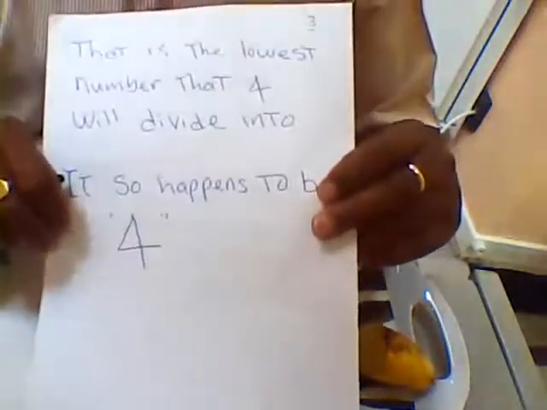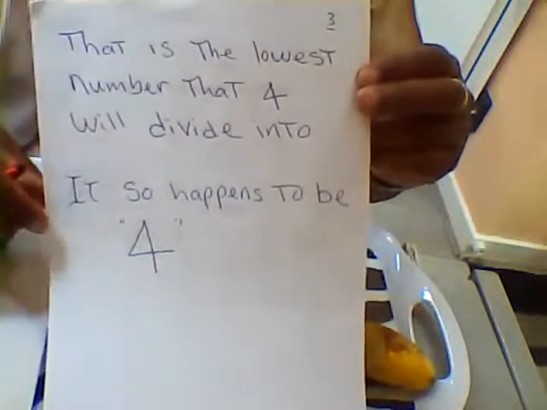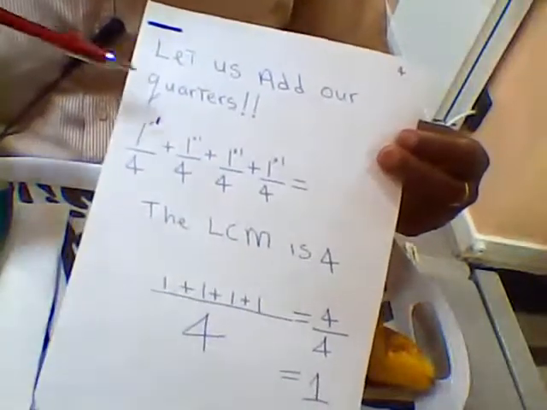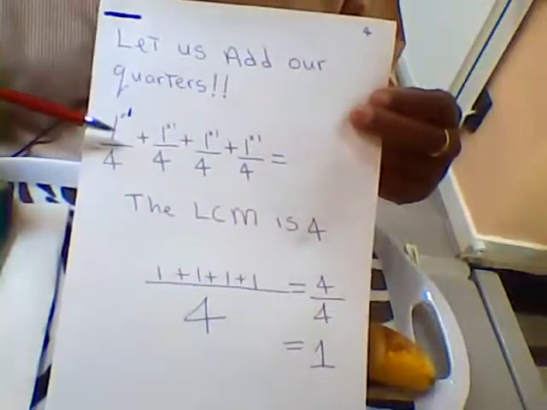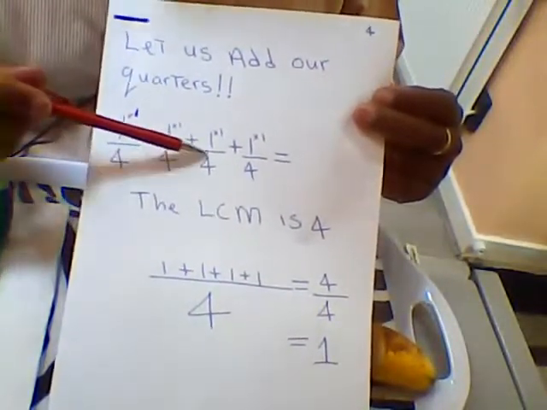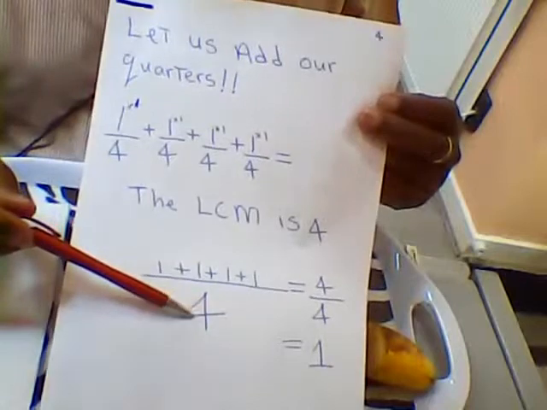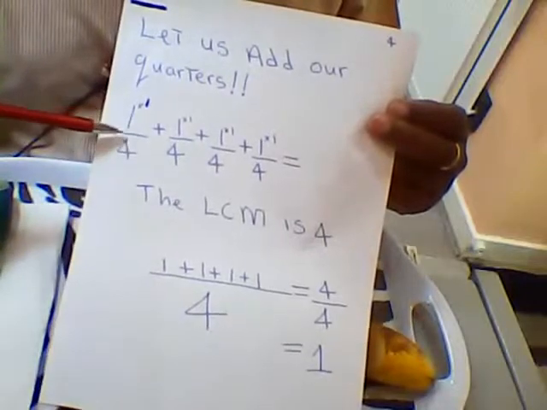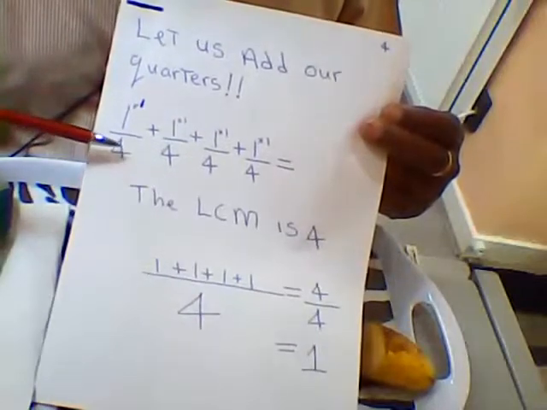Let me make sure I get this upright for those of you who are fussy. I don't like to read sideways, nor do I. Now, let us add our quarters. We have 1 quarter, 2 quarters, 3 quarters, 4 quarters. But if that is my common denominator, remember I said 4 earlier, then I want to find out y is equal to 1. And that's the objective.